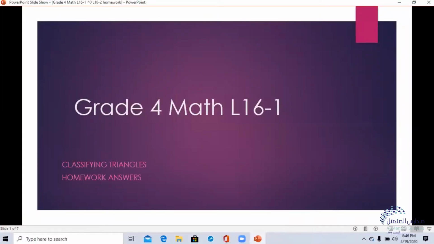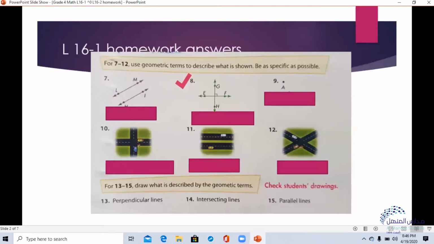Today we'll be looking at homework answers for classifying triangles, and this is found in your workbooks on page number 825. This is lesson 16.1. We use the geometric terms to describe what is shown, and be as specific as possible.